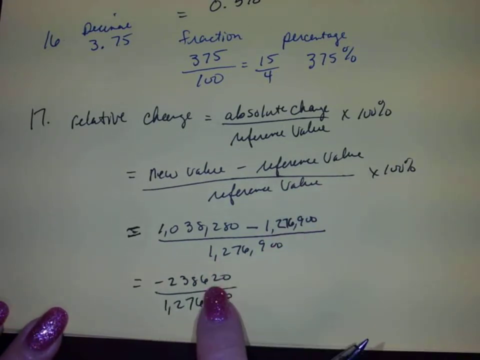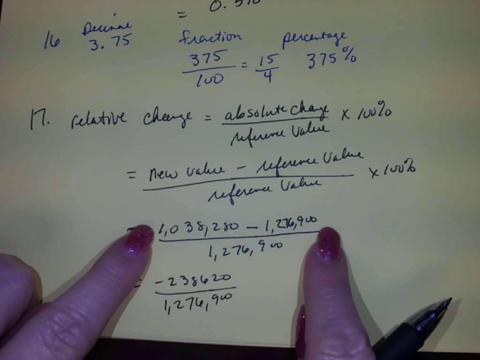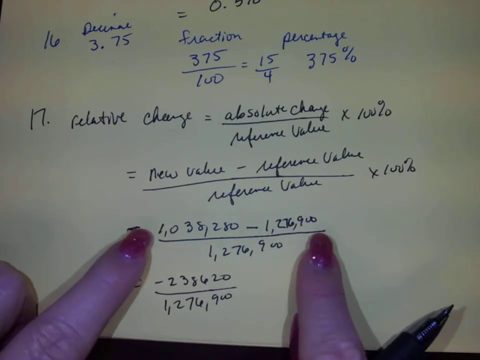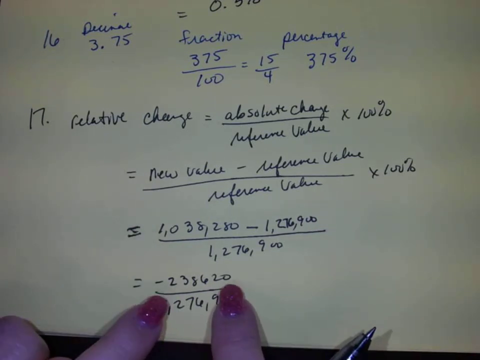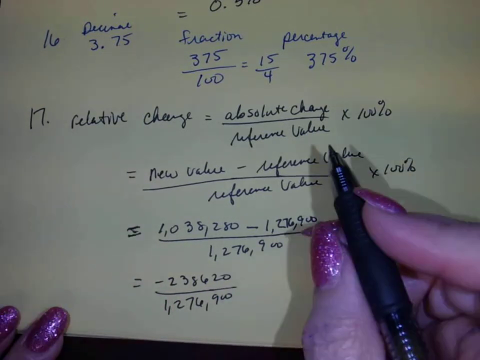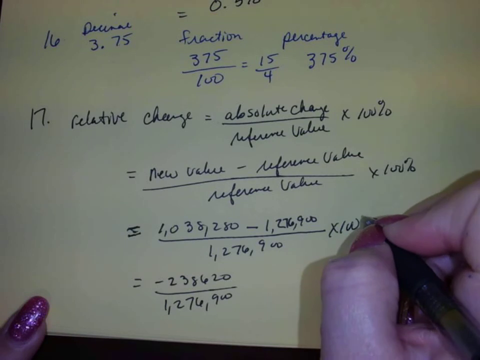1,276,900. You want to do this because otherwise if you don't put it in the calculator correctly with parentheses, you're going to mess it up, and I want to see this anyway. I want to know what you understand, not what the calculator does. Oh, and we're still multiplying by 100%.